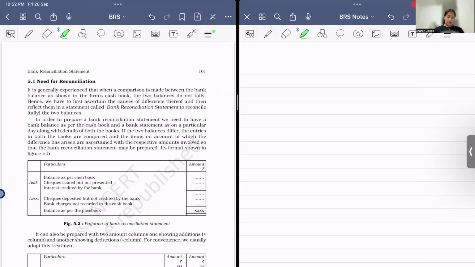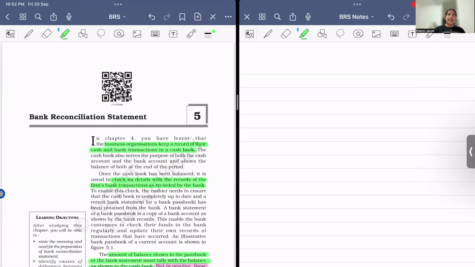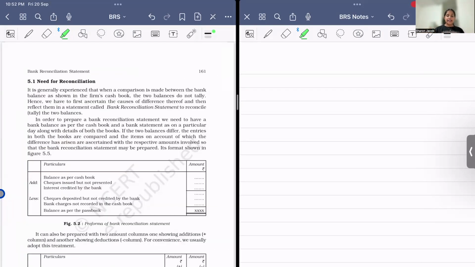Reconciliation, or BRS, bank reconciliation statement, ideally means that the bank column in your cash book and your bank's passbook should tally, right? We have established that. Now, this will not tally for various reasons, in practice. Now we need to tally or reconcile the differences between these two balances, right?